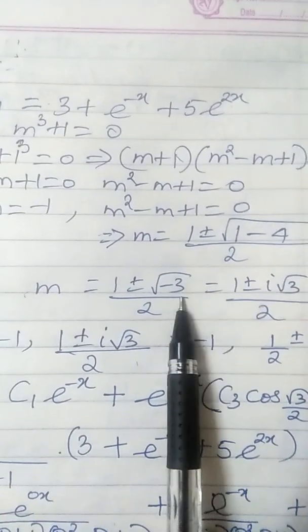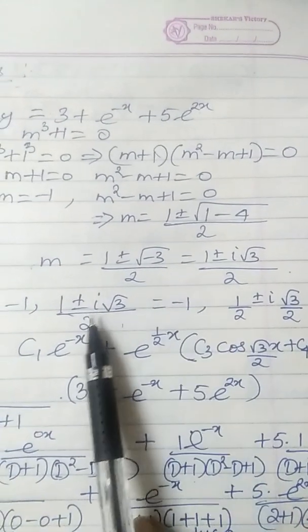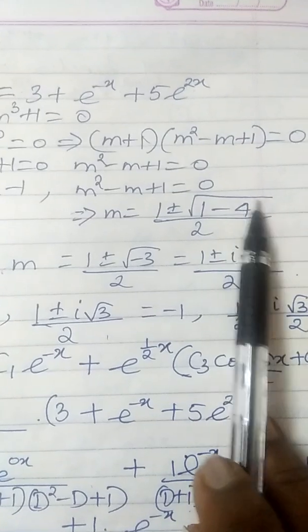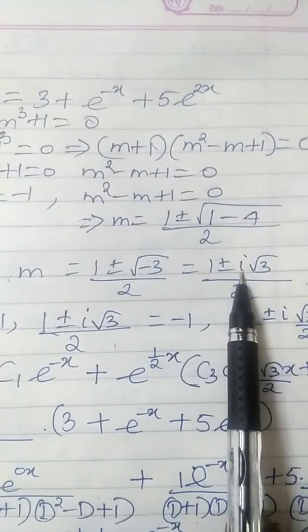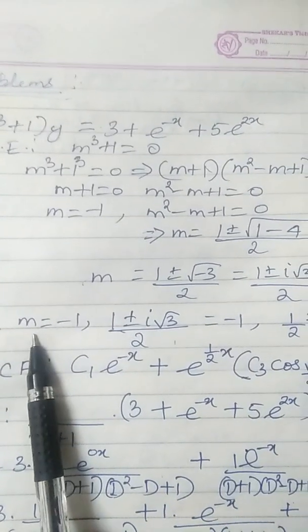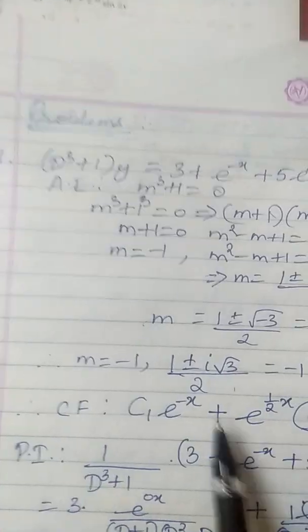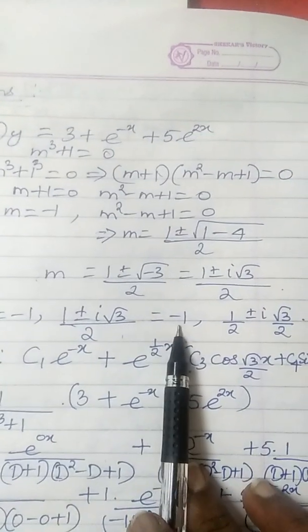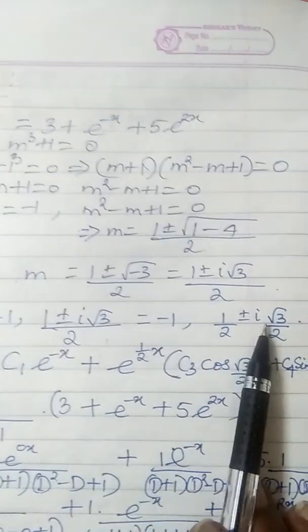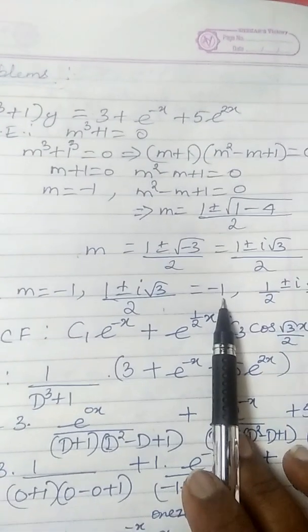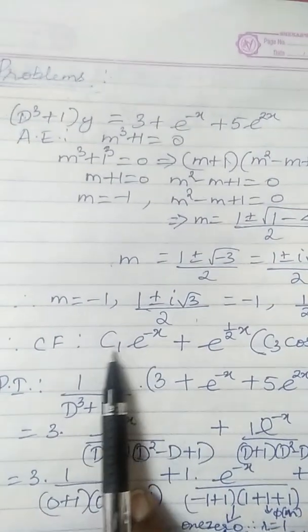Hence, by using the formula, we will get (1 plus or minus i root 3) by 2. 1 minus 4 is minus 3, so root of minus 3 is always i root 3. So it gives us an imaginary root. Thus, m is equal to minus 1 and (1 plus or minus i root 3) by 2. That is, the roots are minus 1, and 1 by 2 plus or minus i root 3 by 2. So minus 1 is real and distinct, so we use case 1 of CF.